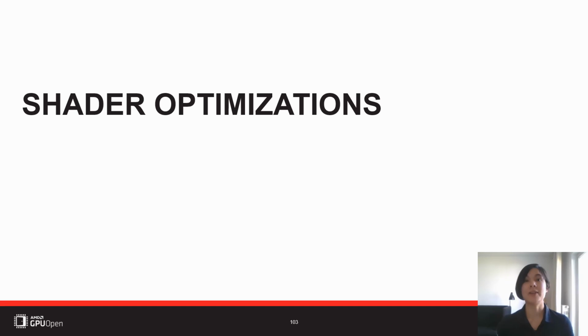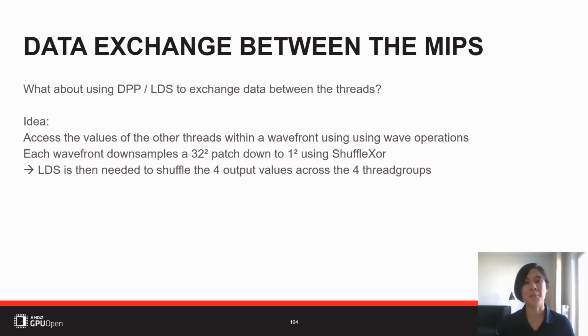Yeah, and now the last part of the presentation is about shader optimizations. If you remember before, it's about how we can use DPP and/or LDS permute instructions to further speed up our downsampler code. So this is basically about how we can exchange data between the threads.